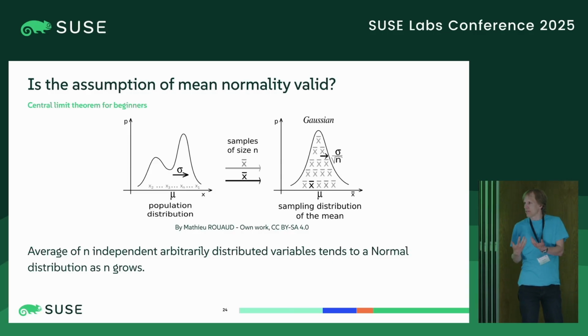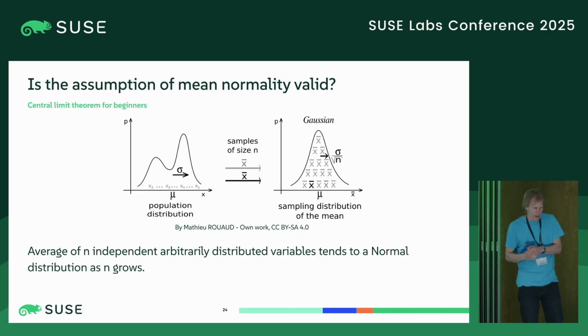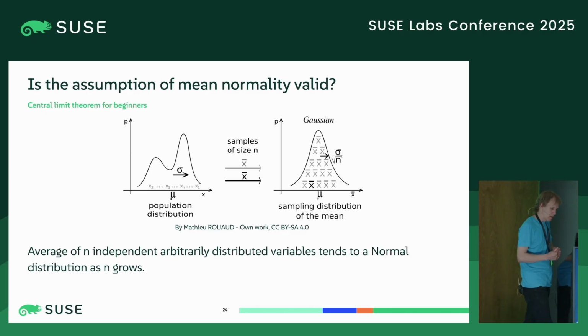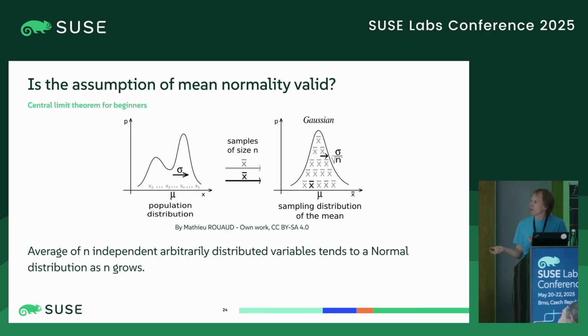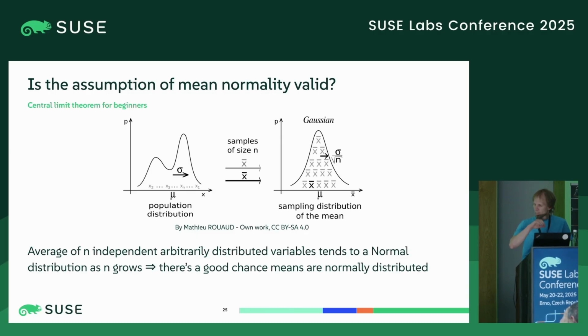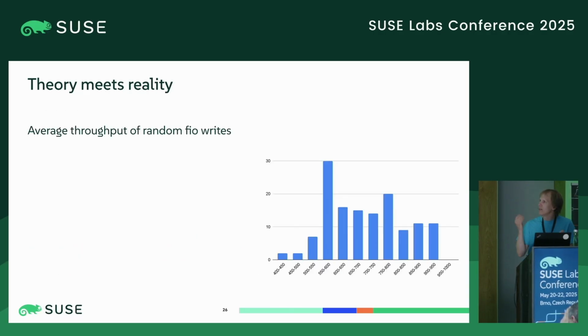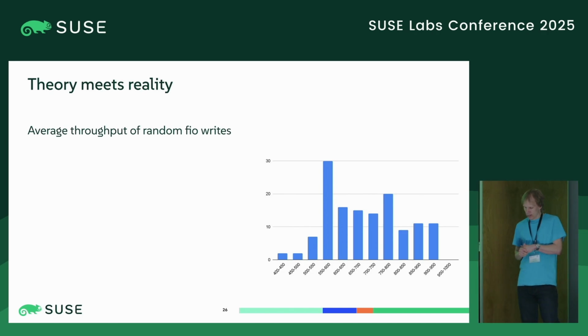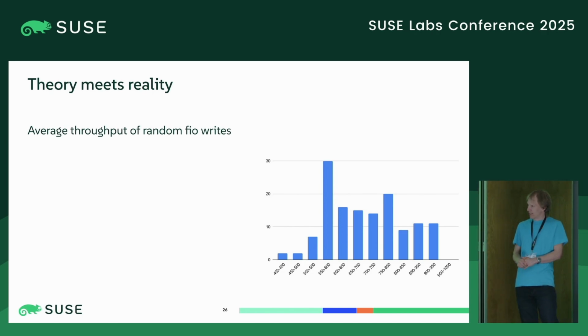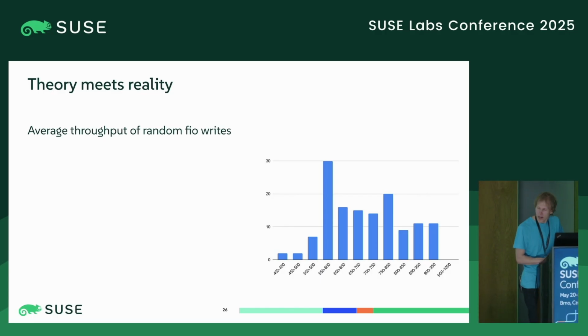So this seems to imply that whenever you take enough samples, then the t-test would apply. But when we actually apply this in reality, as I said, it didn't work like that. That's when the theory meets the reality.